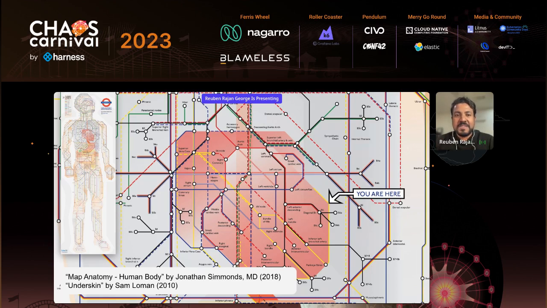So I stumbled on a few illustrations that actually impressed me immensely. This first one is a visualization that interprets the human anatomy in the style of London's transit system. Actually, this was created by Jonathan Simmons, a resident physician at the Tufts Medical Center. It's a beautiful, intuitive demonstration of how efficiently our bodies work.